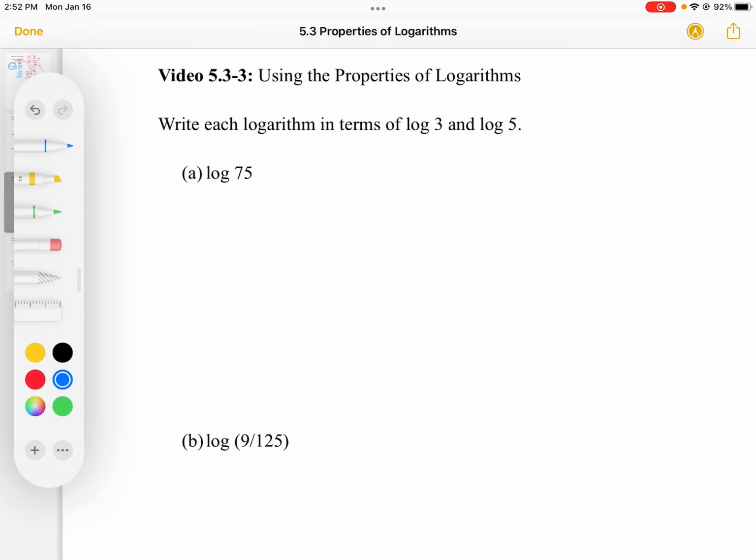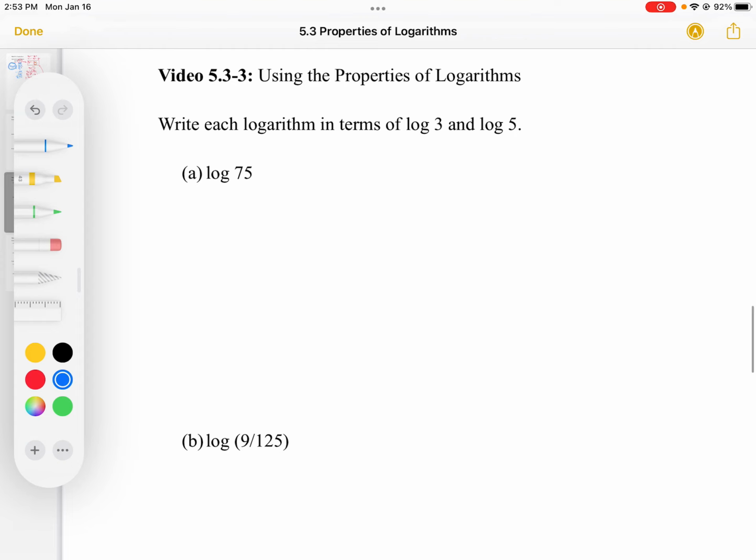In this video, we're going to be using the properties of logarithms to rewrite some expressions involving logarithms. Our directions here ask us to write each logarithm in terms of log of 3 and log of 5. Part A, log of 75.